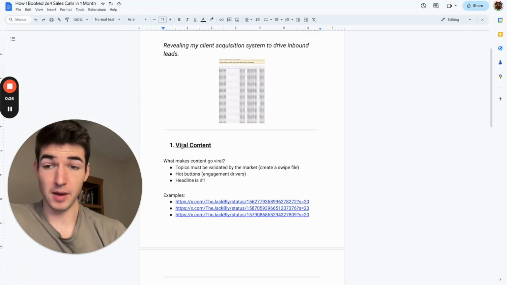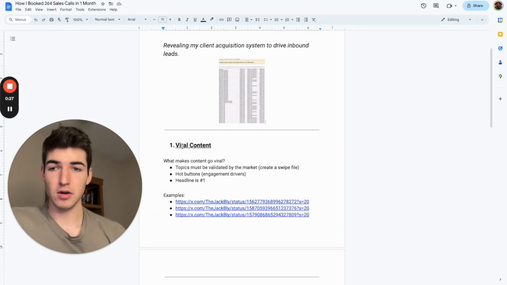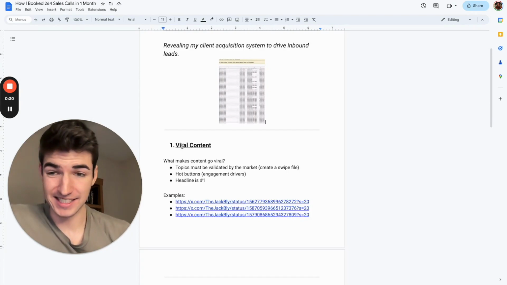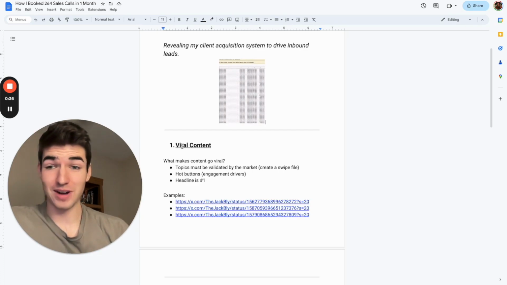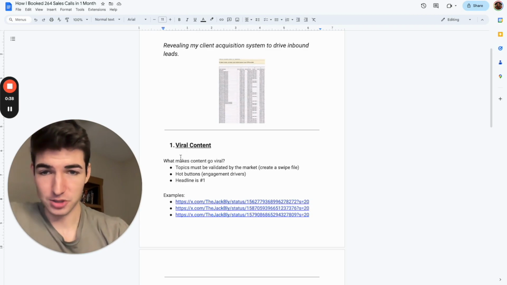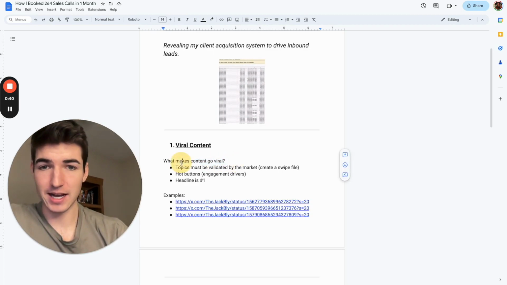Number one, we want viral content. The main driver of inbound leads is going to be content. And of course, if we want a lot of inbound leads, we want to go as viral as humanly possible. Also go viral to the right audience. So what are the big things that make content go viral?